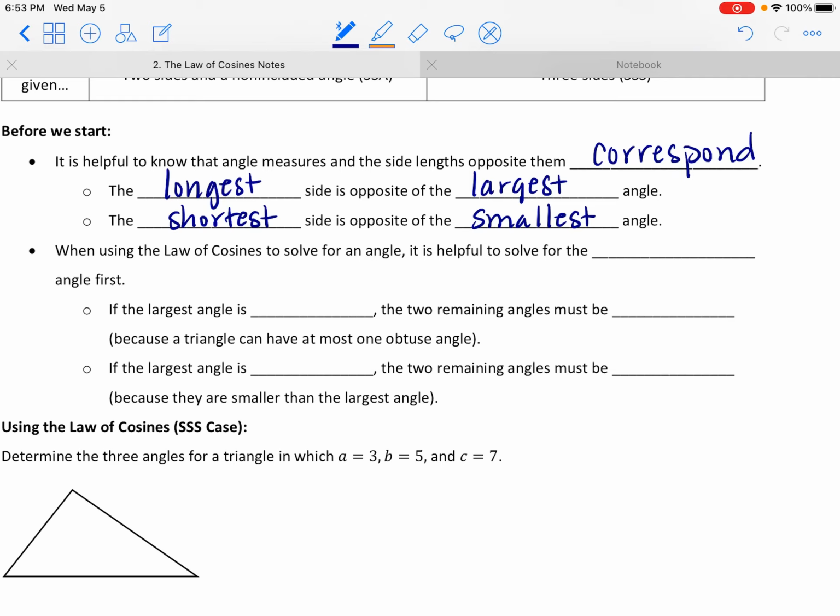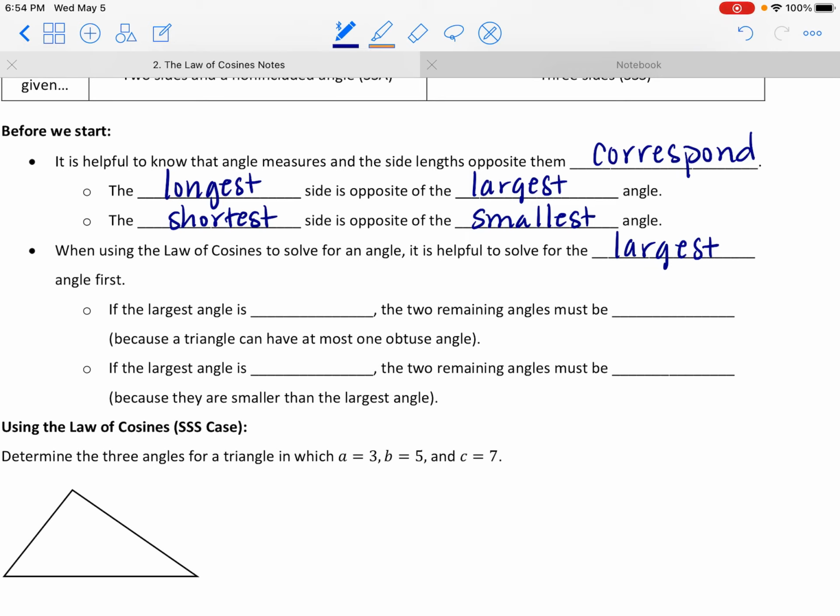And when we're using the law of cosines to solve for an angle, it's going to be helpful for us to solve for the largest angle first. Now, why on earth would we want to know the largest angle first? This isn't like a set rule. It's not necessarily true that we have to find the largest angle.